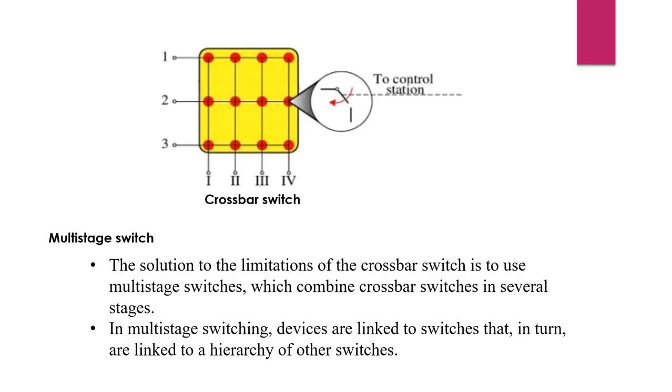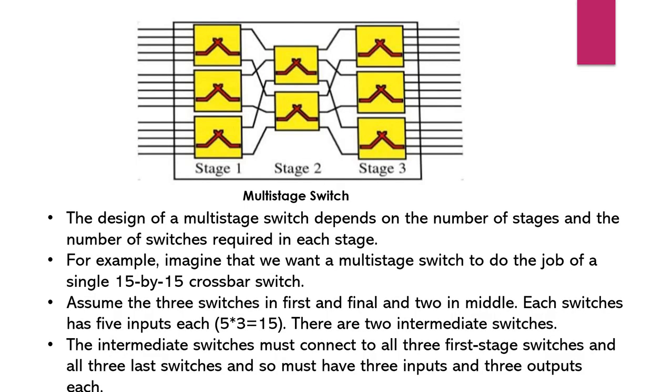The second one is the multi-stage switch. The solution to the limitations of the crossbar switch is to use multi-stage switches, which combine crossbar switches in several stages. In multi-stage switching, devices are linked to switches that, in turn, are linked to a hierarchy of other switches. So that is the diagram for the multi-stage switch.